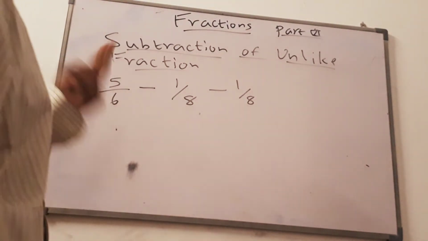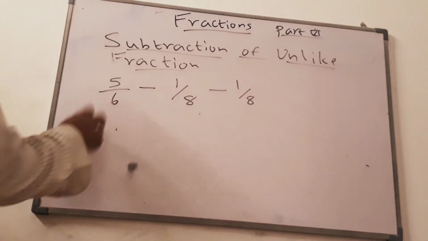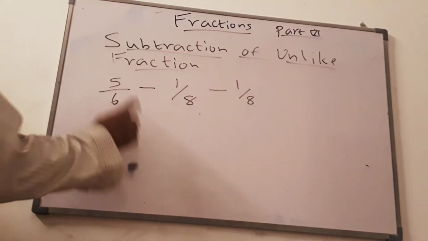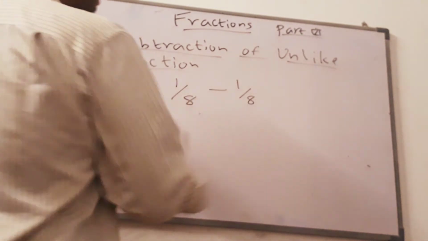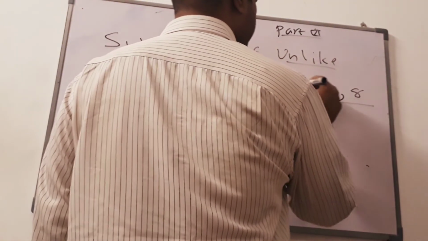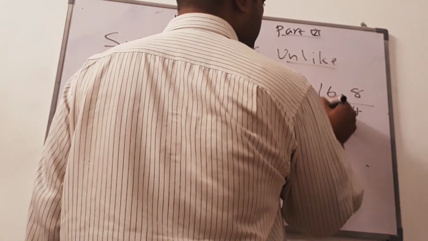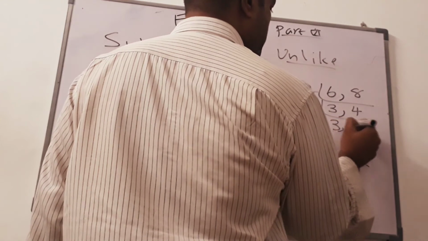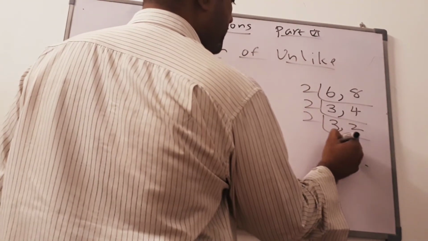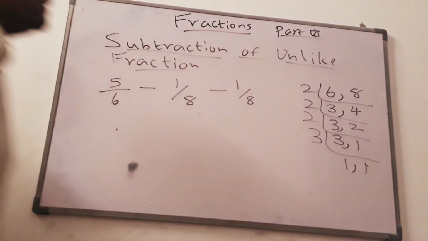So first we have to find the least common denominator of 6 and 8. So it will be 6 and 8 divide by 2. 2 times 3, 2 times 4, again divide by 2. 2, again we can divide by 2. 3 remains the same. Now we have to divide by 3. So it is like this.